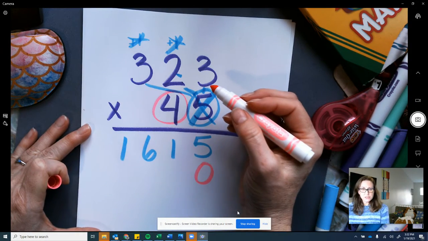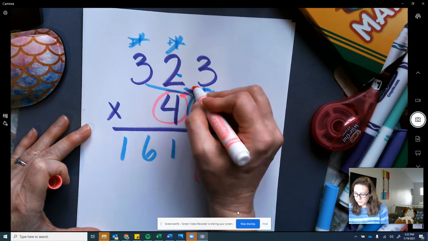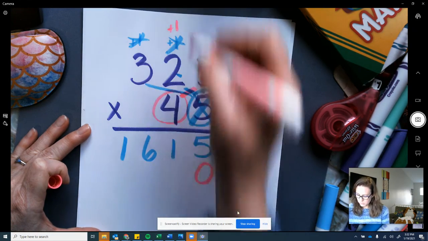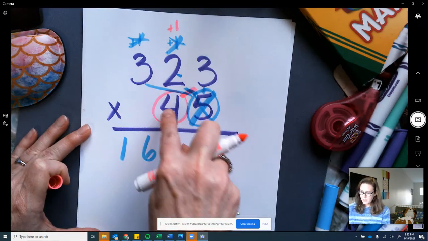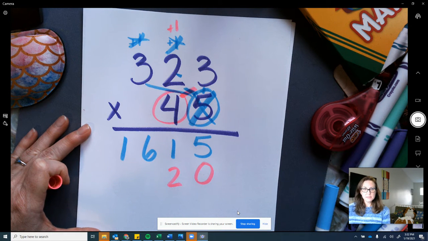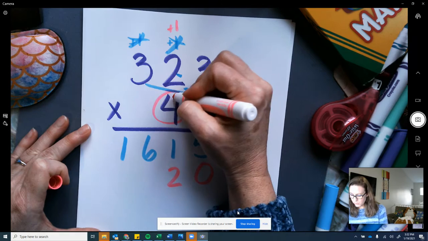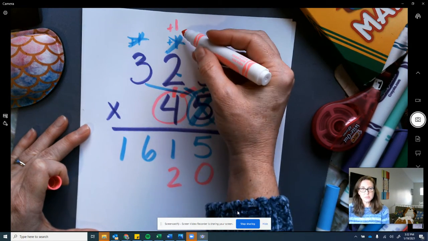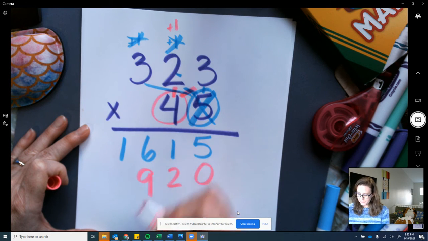What do we do first? Yeah, we do 4 times 3 first. So 4 times 3 is 12. So 12. What do we do next? And we have to add 4 times 2 plus 1. So 4 times 2 is 8, plus 1 more is 9.